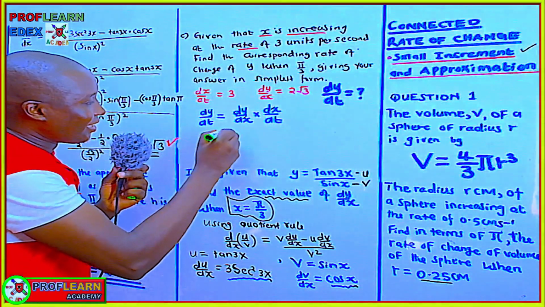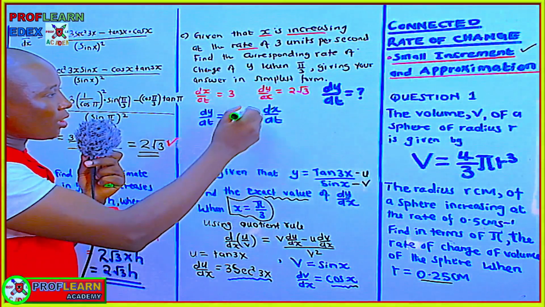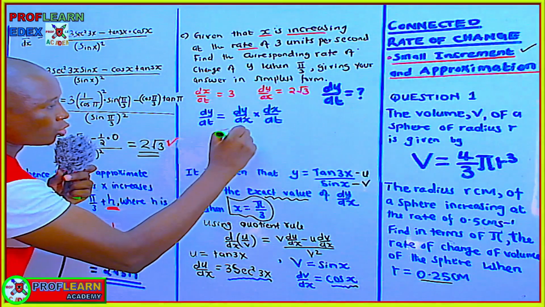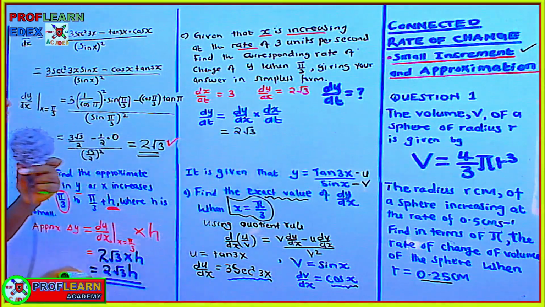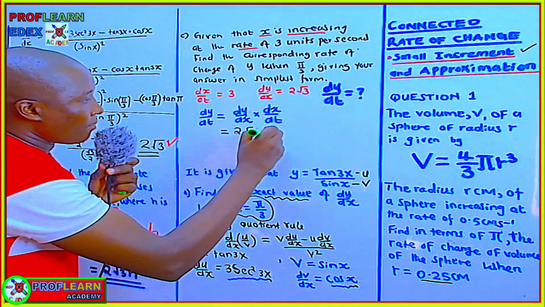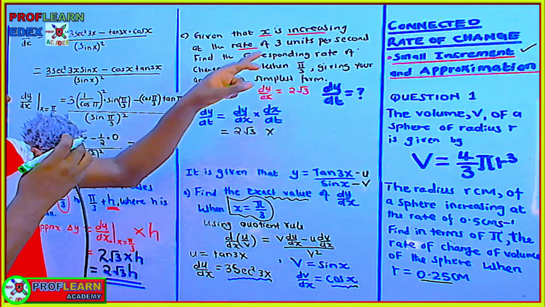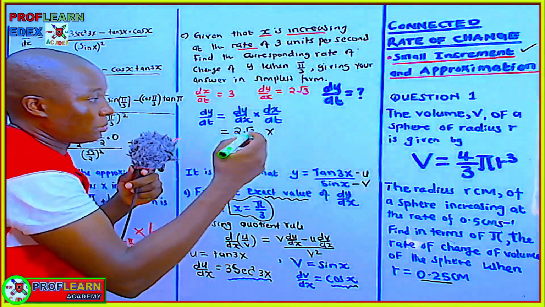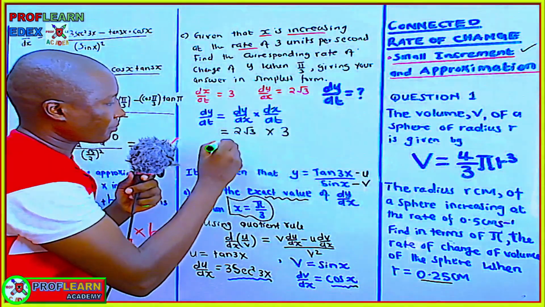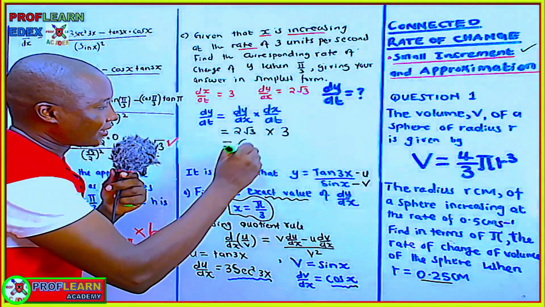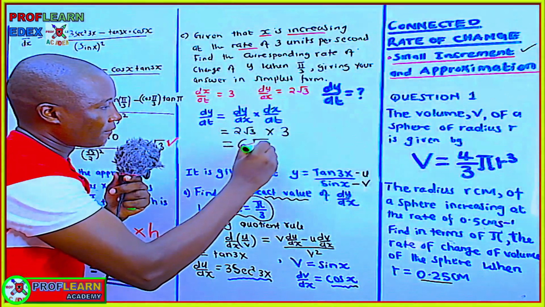So meaning that to find dy/dt, we are going to get the value of dy/dx, and dy/dx is 2 root 3, right? And times the value of dx/dt. Our dx/dt is 3 units per second. So this is going to be 3. If you multiply the two, what are you going to get? We are going to get 6 root 3.